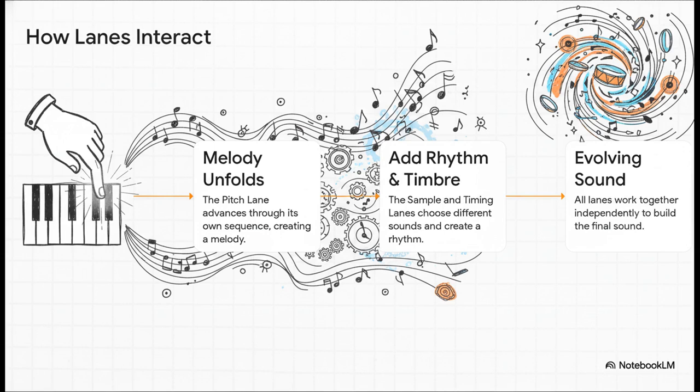So let's put it all together. You press one key. Instantly, the pitch lane starts playing its melody. At the exact same time, the sample lane is choosing different sounds, and the timing lane is kicking off a rhythm. All these lanes work together, but independently, to build the final evolving sound. So the crucial point here is that a single key press triggers this intricate, multi-layered musical event. You're not just playing a note, you're launching a self-contained composition.